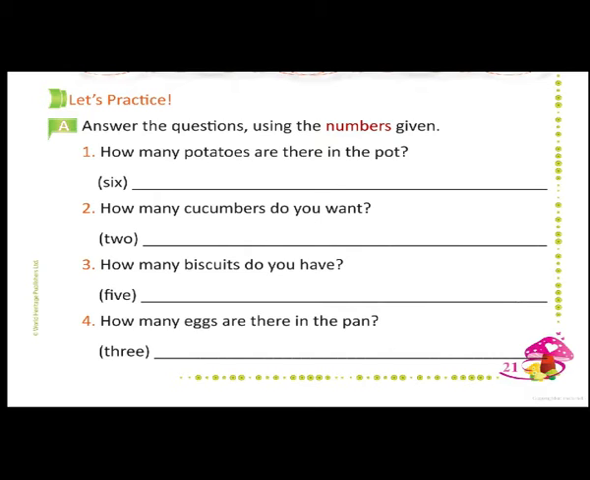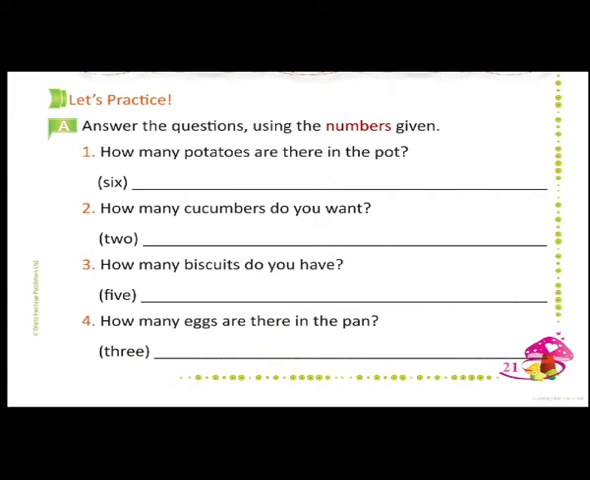Number 2. How many cucumbers do you want? The answer would be 2. 2 cucumbers. Okay? So how can we answer this question? I want 2 cucumbers. And at the end we put dot.